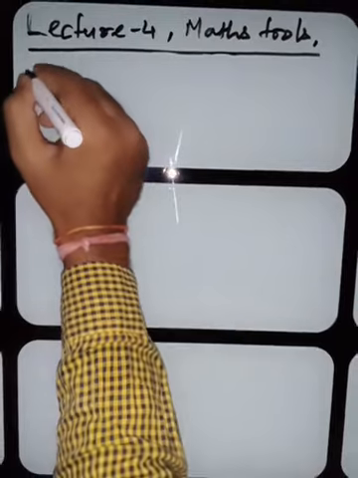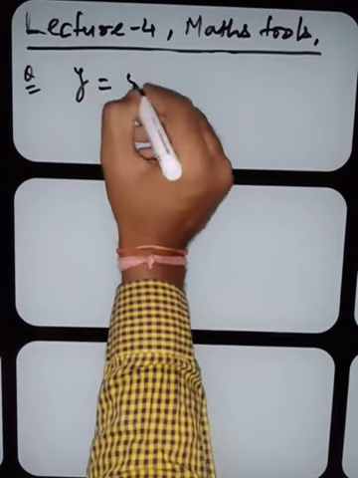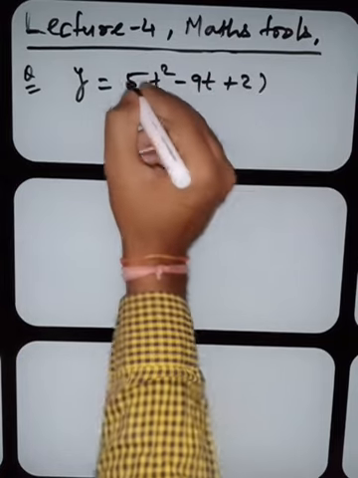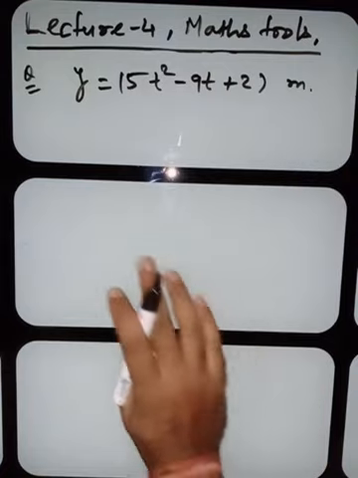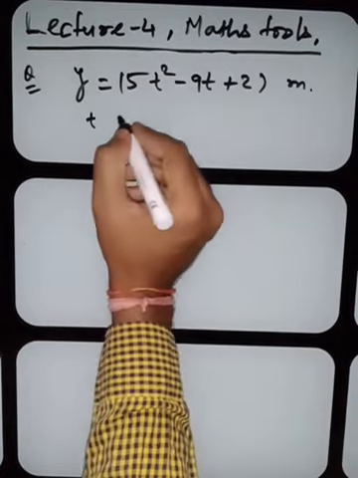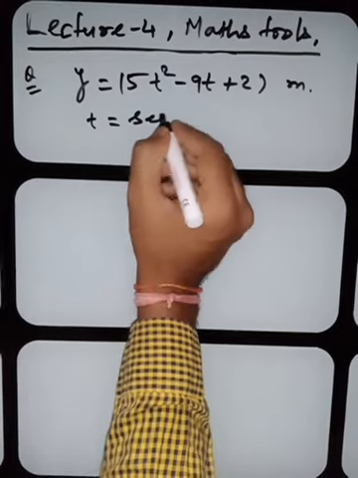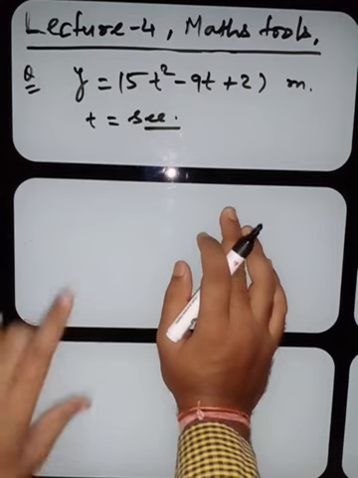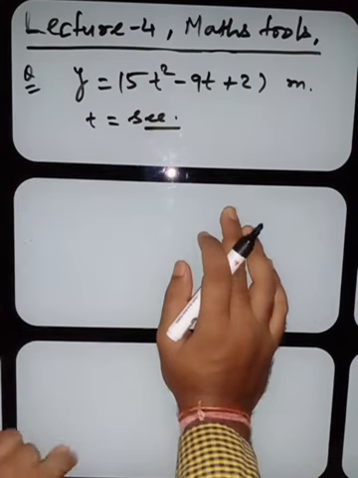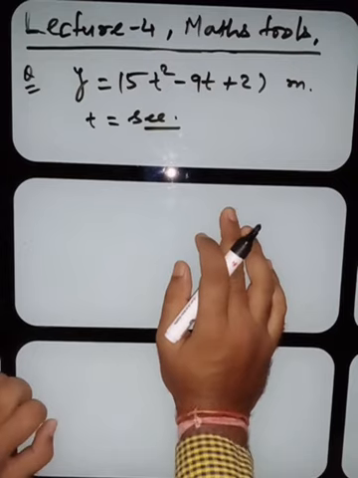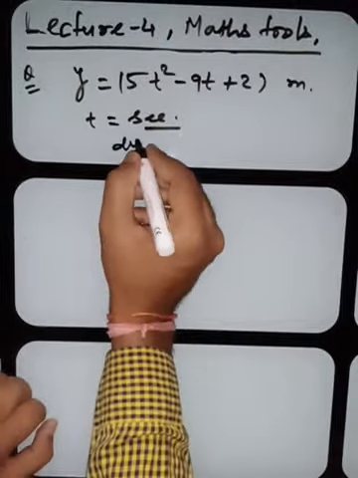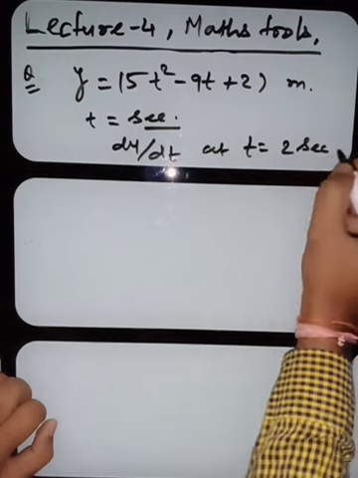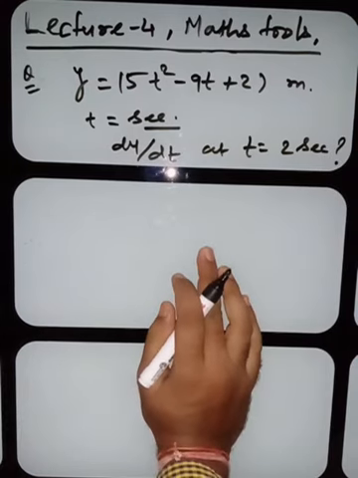So one more question: y is equal to 5t square minus 9t plus 2. If this function is given in meters, where t is in seconds, t is the time. y is position, which is a function of time. Again, I'm telling you, y is the position as a function of time. Okay, you have to find dy by dt at t equals 2 seconds. All right, at t equals 2 seconds, what will be the value of dy by dt?